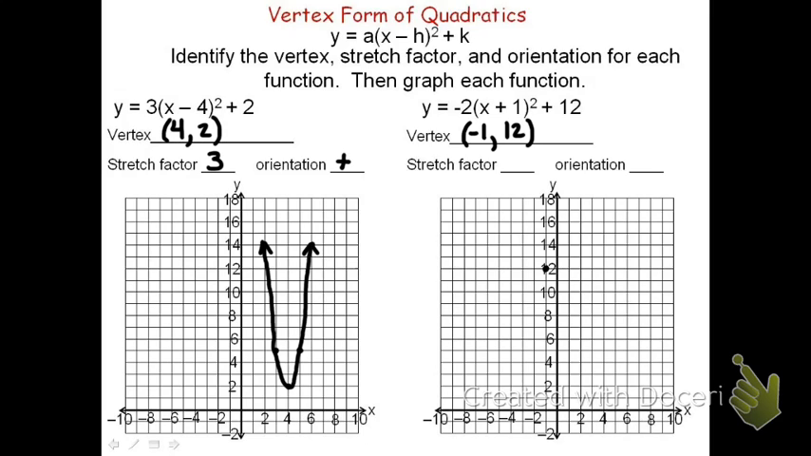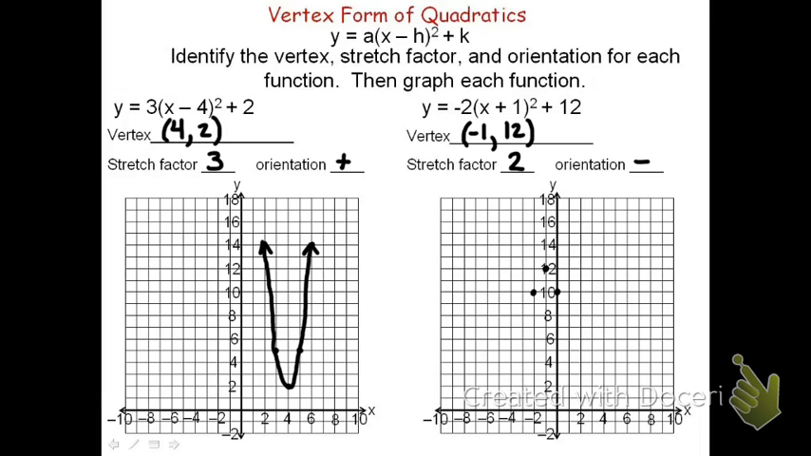The stretch factor can be determined by the a value. I see that a is -2. This tells me that my stretch factor is 2 and the orientation is negative. Plotting this, if I go over 1 unit, I'm going to go down 2 times 1 squared. 1 squared is 1, times 2 is 2. So I'll go down 2 units on either side of the vertex.